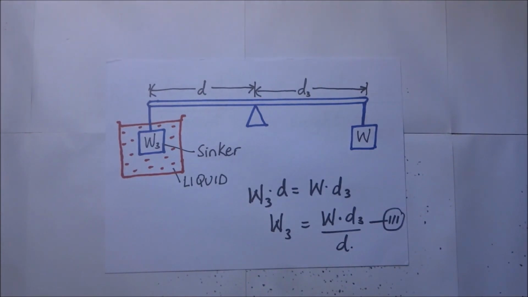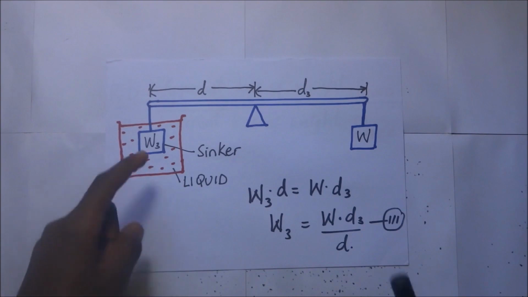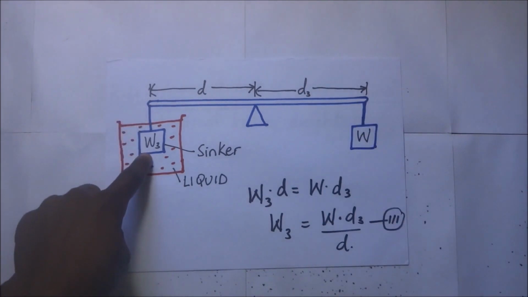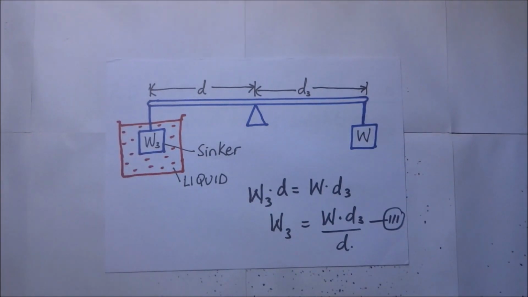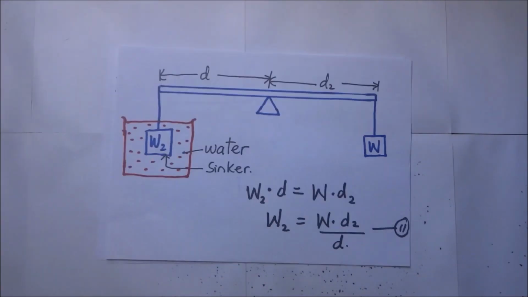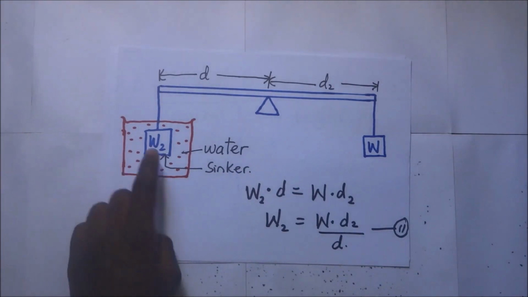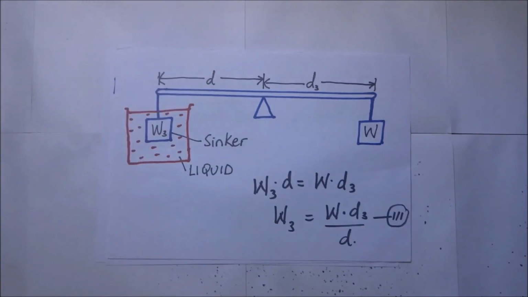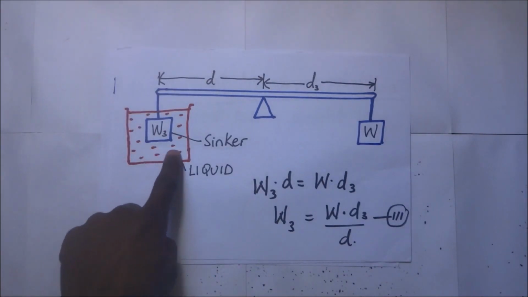Now if you already realize, you see that actually we are using this lever to get the weight of this sinker in three different conditions. We first got the weight of that sinker when it was in air. Then again we got the weight of that sinker when it was in water. And again we got the weight of that sinker when it was in a liquid whose relative density we are looking for.